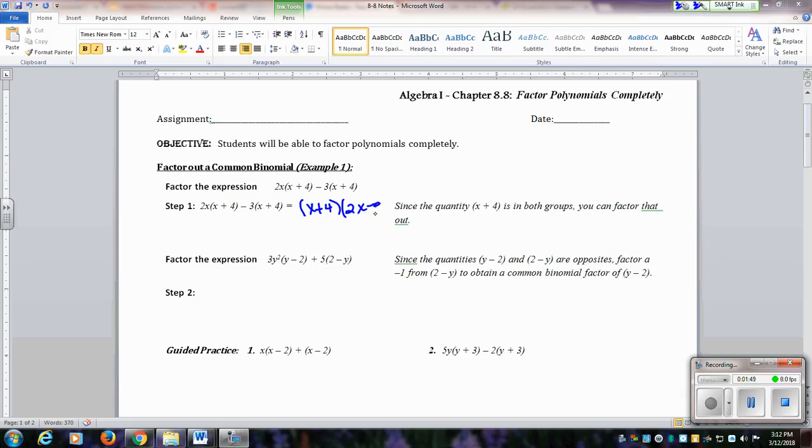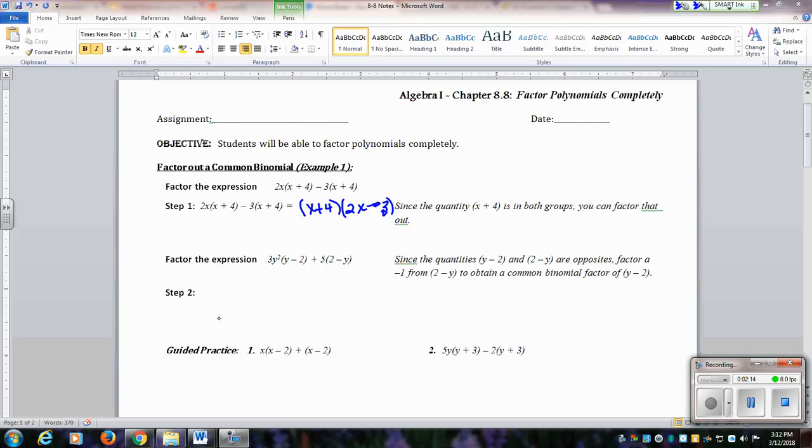So 2x minus 3, and close our parentheses. So that's what we factor it out, and that's as far as we can factor it, since it's not an equation, it is an expression. That's as far as we can go. The x plus 4 doesn't have anything else that we could take out, nothing in common, and the 2x minus 3 has nothing in common. So in that case, we're done.